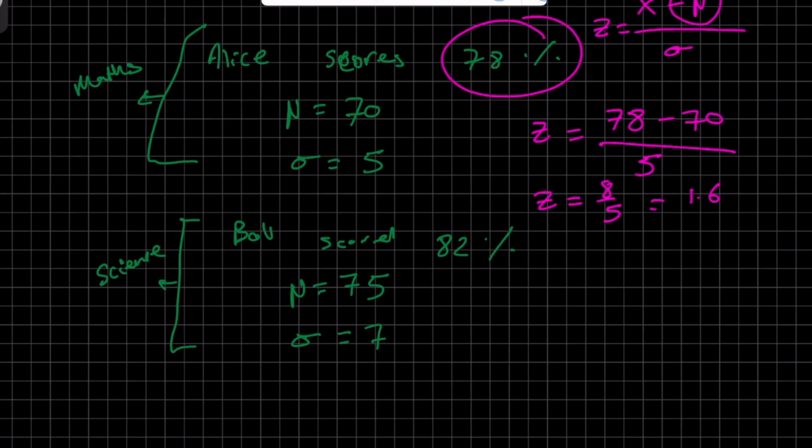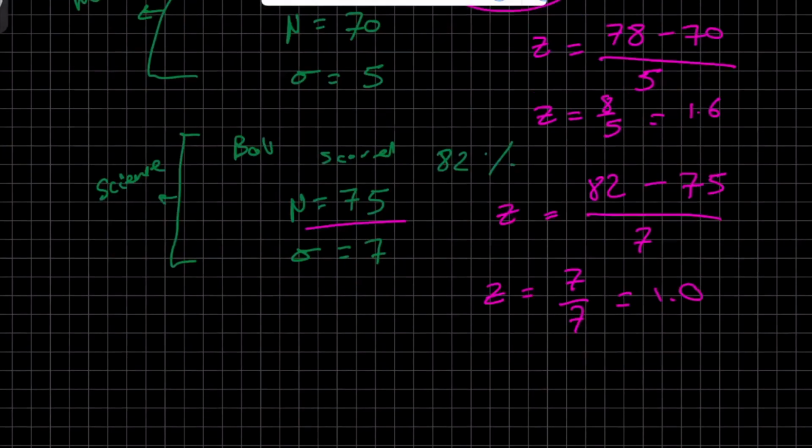For Bob's science class, if we also standardize this one, we'd standardize our x, our value, which is 82. That's 82 minus mu, which is 75, divided by our standard deviation, which is 7. So z would then equal 7 over 7, which equals 1.